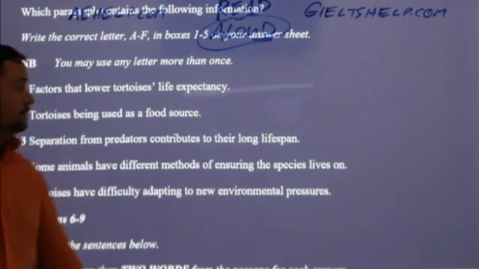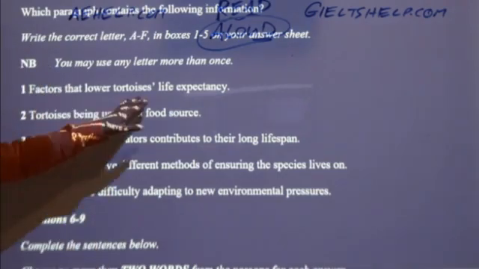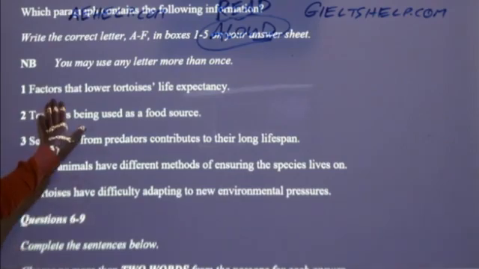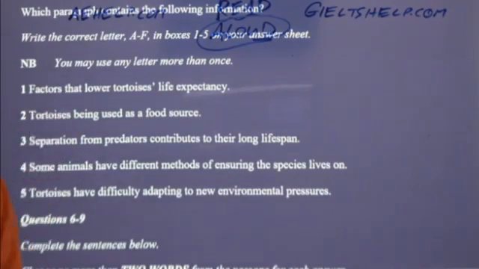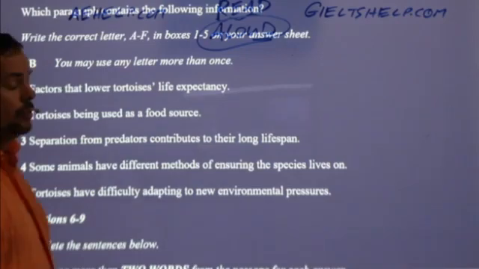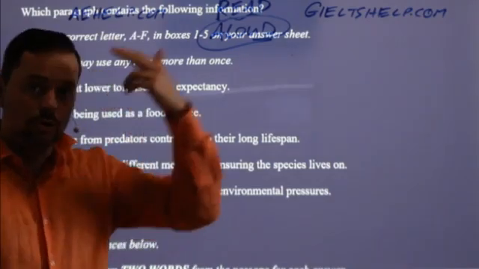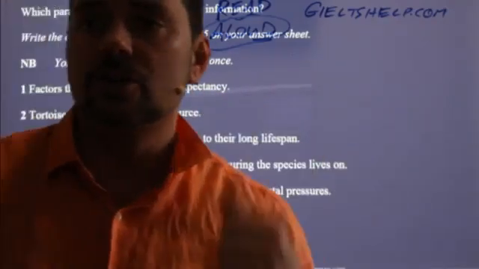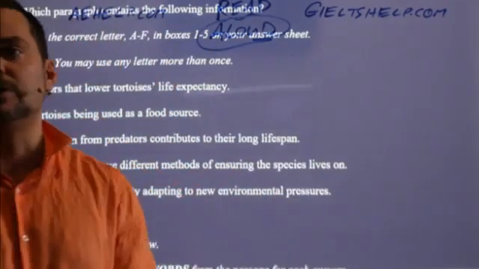Number 1. Factors that lower tortoises' life expectancy. What's the answer? Which paragraph? A, B, C, D, E, or F? You don't have to search for all of them. If you kept a visual log of these 6 paragraphs, then it should be no problem. Let's see how many of you get it.